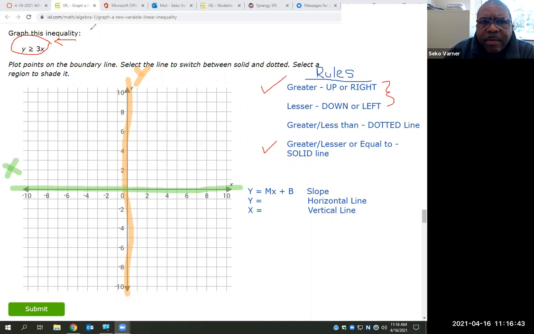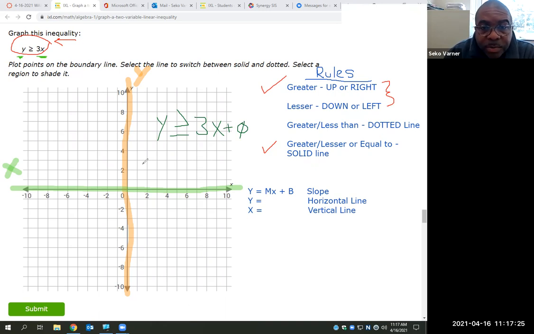Well, hold up. There's something different. What do you see that's different? I see a Y and an X. So that tells me it's going to be a slope. If I were to write that out, I'm going to write out that y is greater than or equal to 3x. There's no b. So if I'm missing a b, it means that the y-intercept is going to be 0.